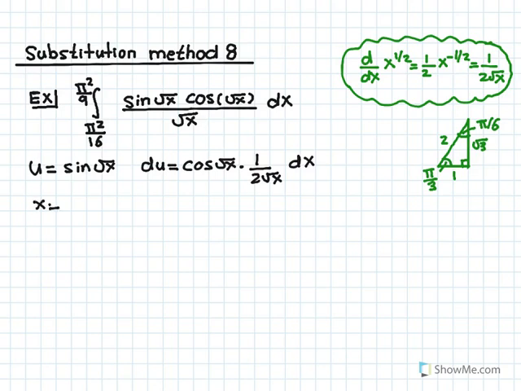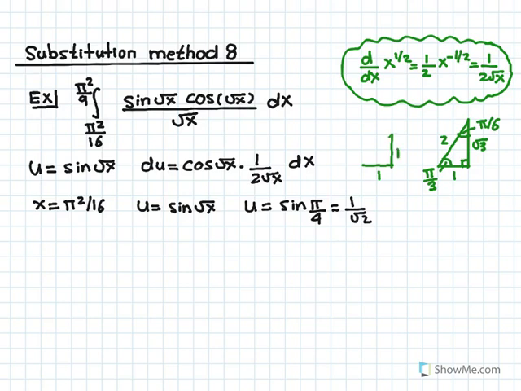So we have x is equal to pi squared over 16. Plug it into u. u is equal to sine root x. So we get u is equal to sine of root of pi squared over 16, which is pi over 4. Sine of pi over 4, using the special triangle, is 1 over root 2. Let's draw the special triangle for that case. We have 1, 1, root 2 is the hypotenuse, and the angles are 45 degrees, pi over 4, pi over 4.